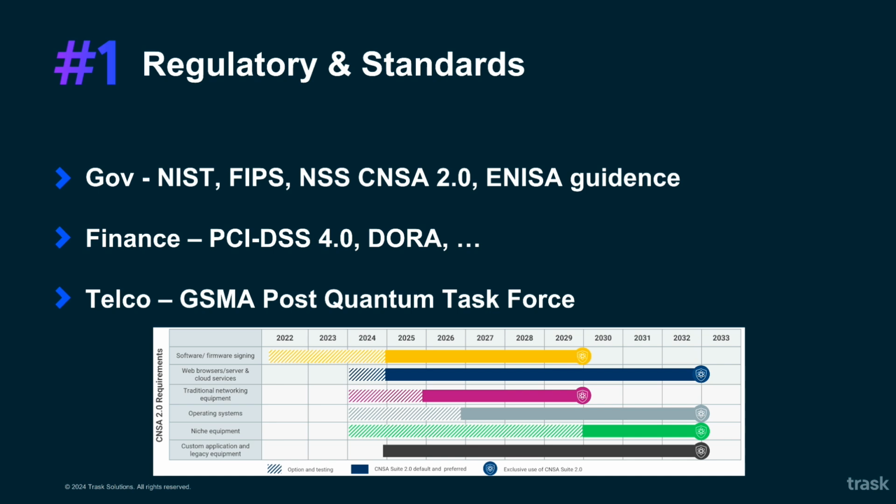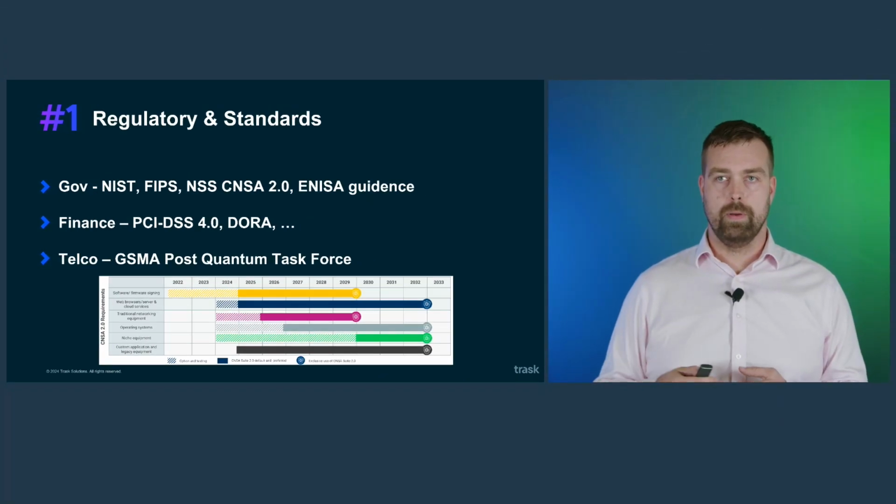I would like to start with regulation. There is a gazillion of regulation already which covers post-quantum cryptography typically. As you can see, there are some standards or regulations which are based on government needs, like NIST, FIPS, NSS from NSA, or European ENISA guidance. There are specific ones for the finance sector, for example PCI DSS or DORA. All those already cover the needs of using post-quantum cryptography or cipher suites.